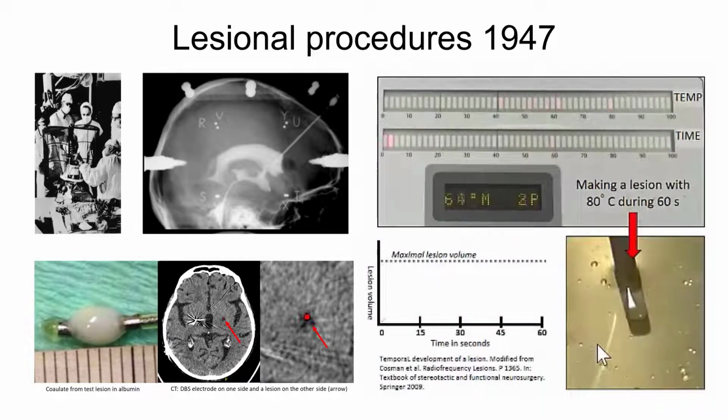Stereotactic neurosurgery is not new. It was introduced in 1947, but in that era lesions were made. Typically, a radiofrequency electrode was introduced into the structure of interest in the brain and heated until it coagulated the brain substance around it, thus producing a lesion. And this was the first effective treatment for Parkinson's disease.